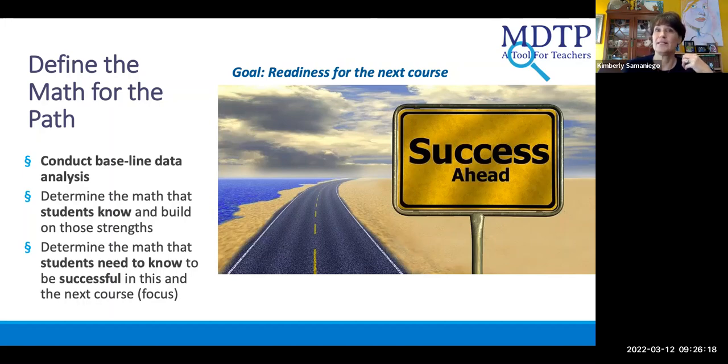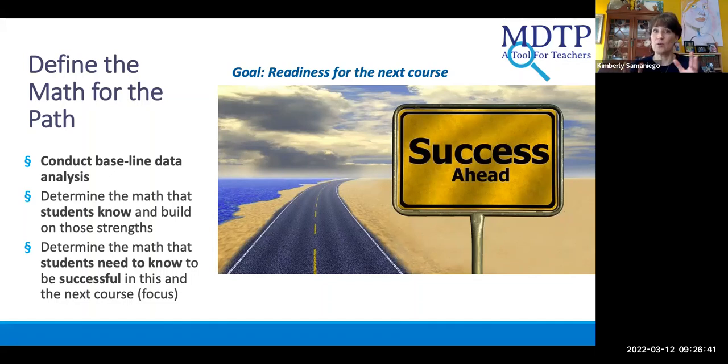This is based on defining the math, the most important things that students need to know to be ready for that level. So first of all, we conduct a baseline data analysis. Then we determine the math that students do know and we build on that. That's really important. And then we also think about the math that students need to know to be successful in this course and also the next course.